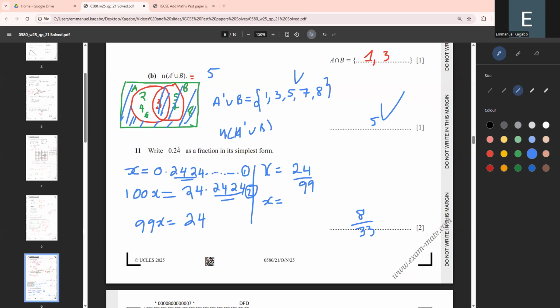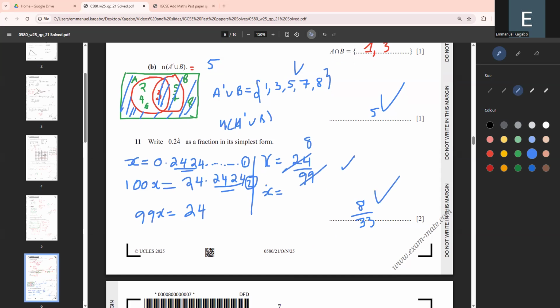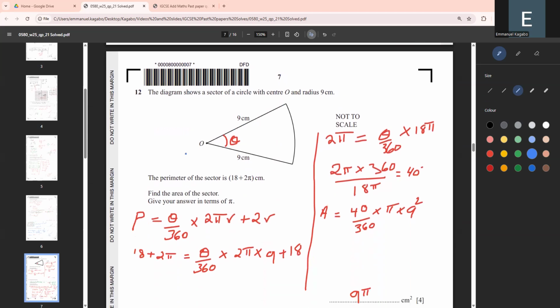So 100x minus x gives me 99x. 24.2424 minus 0.2424 gives me 24. Divide by 99 both sides, then you get that. You can simplify this by 3. If I divide by 3 here, I'll get 8. By 3 here, I'll get 33. That's your answer.